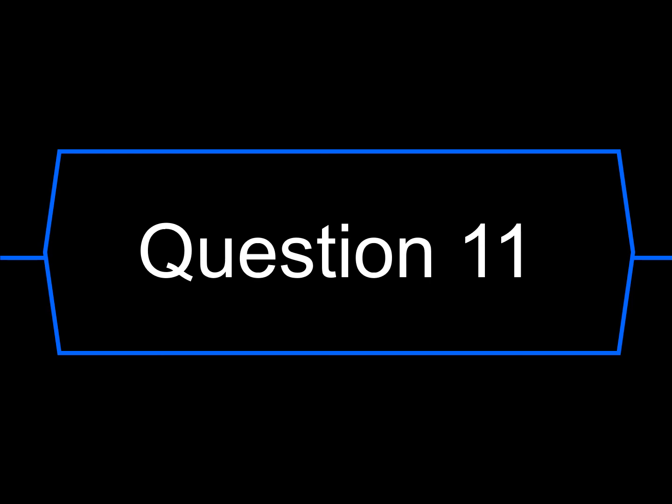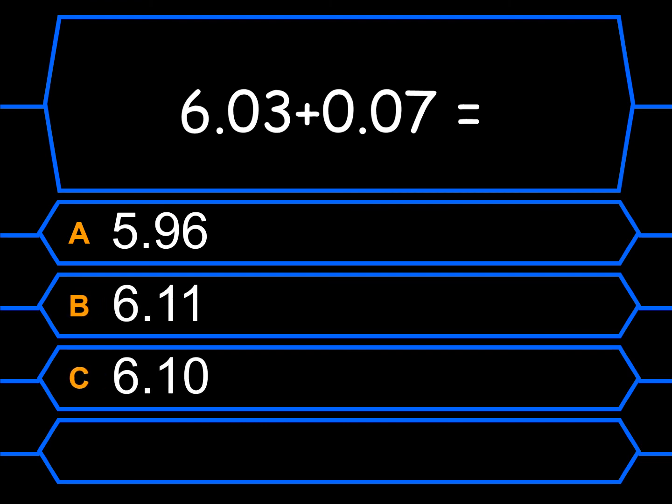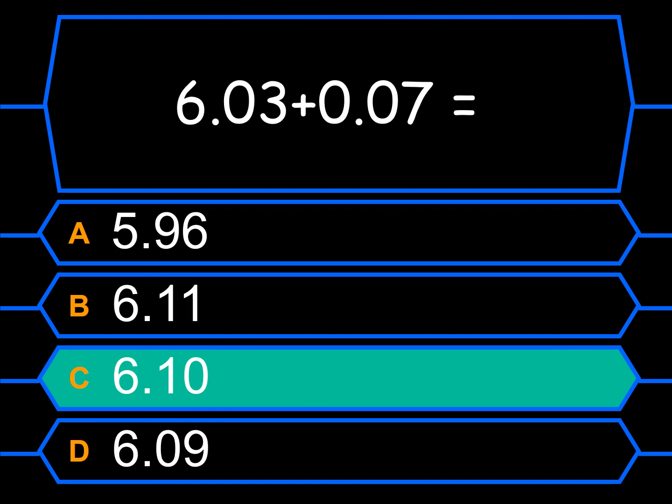Question 11. 6.03 add 0.07. Don't let it confuse you just because it's a decimal. Is the answer A, 596, B, 6.11, C, 6.10, or D, 6.9? Work it out using your column. The answer is C, 6.10.